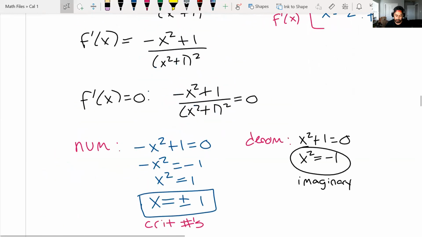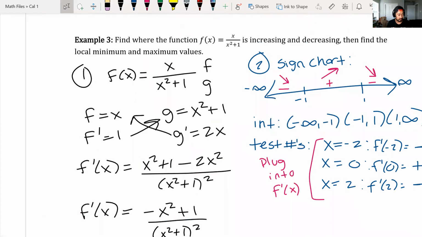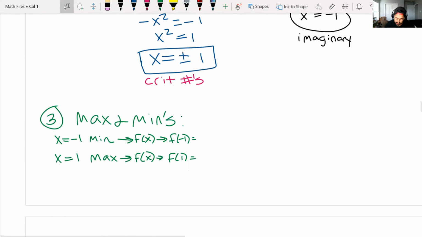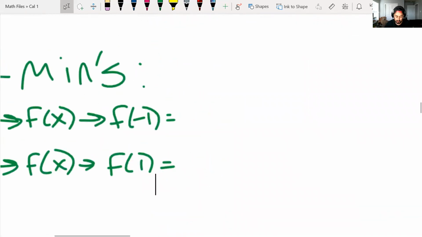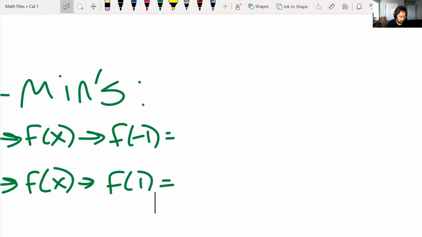And what's my original function? X over x squared plus 1. So type that in my calculator. X over x squared plus 1. And scrolling down. If I type in -1, I get -1/2. If I type in 1, I get +1/2.